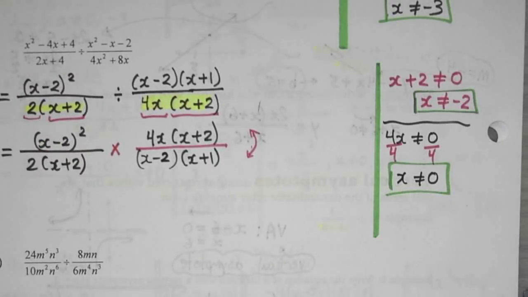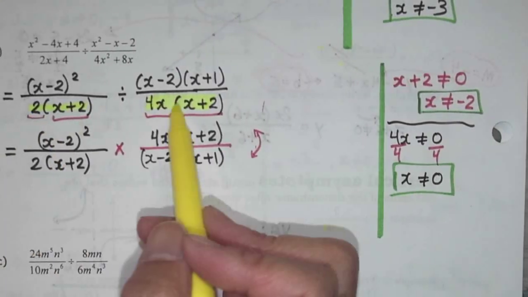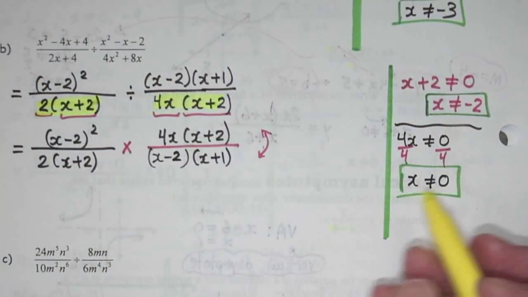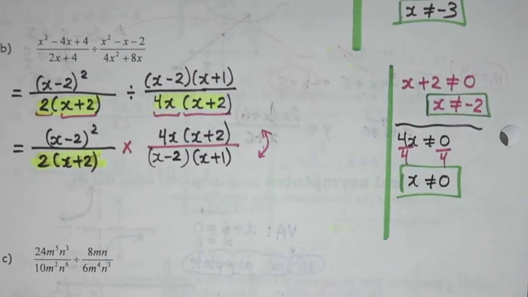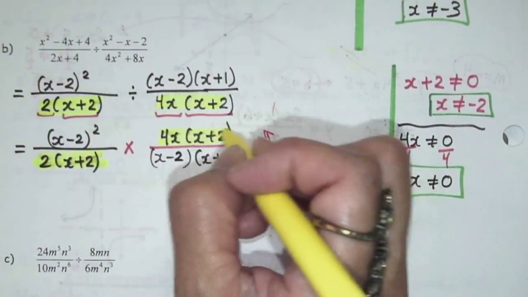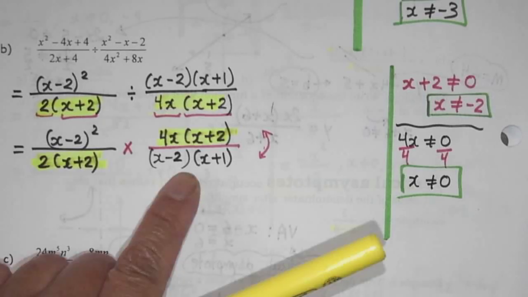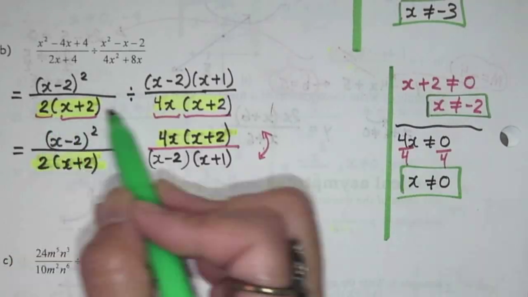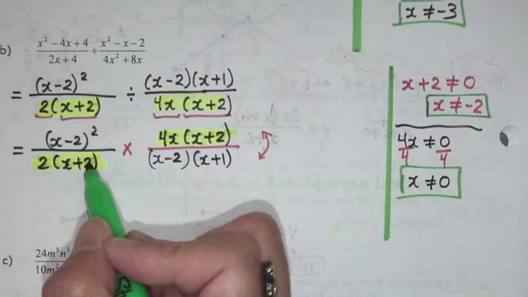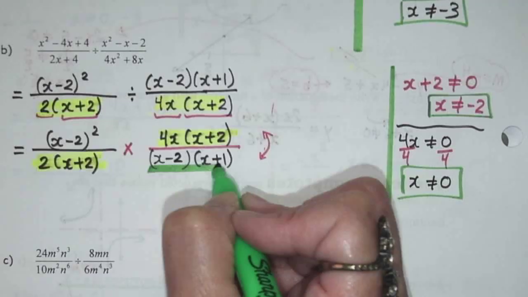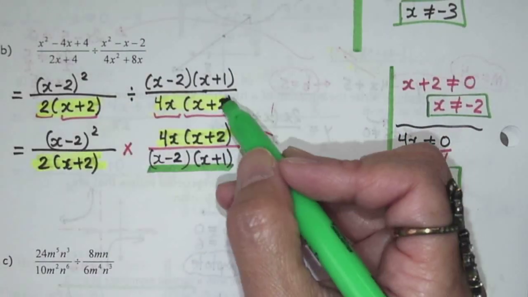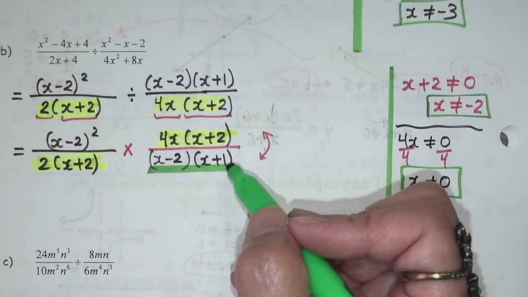Now, let's talk restrictions. The restrictions I took from the denominator of the original question, right? Every denominator must be restricted. So this is my denominator from the original question. This has now moved up here, but this is now my denominator. My denominator from my original question is flipped up, but this is now my denominator here. So which one do I restrict? The denominator from my original or the denominator from my new one?